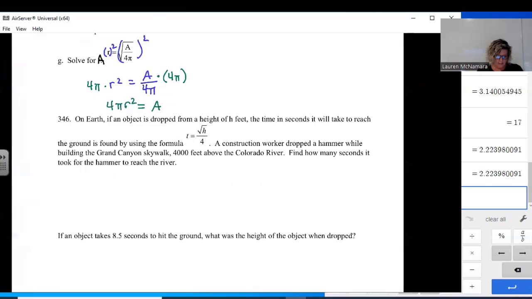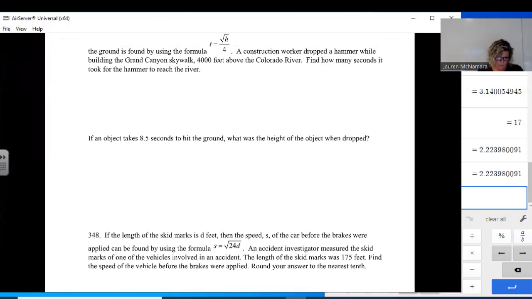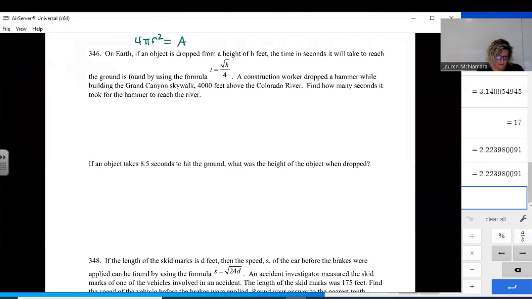All right, let's look at a couple word questions here. On Earth, if an object is dropped from a height of h feet, the time in seconds it will take to reach the ground is found by using the formula. A construction worker dropped a hammer while building the Grand Canyon Skywalk, 4,000 feet above the Colorado River. Find how many seconds it took for the hammer to reach the river.